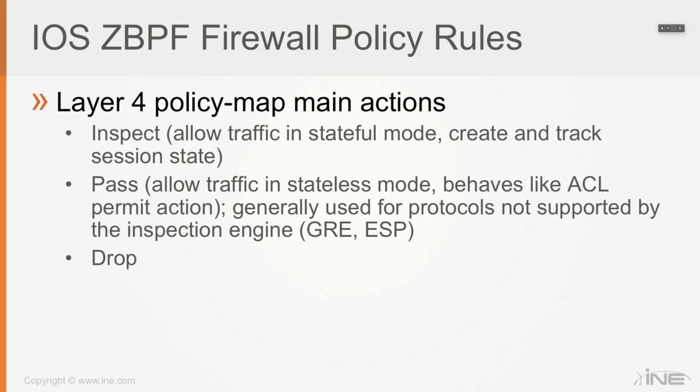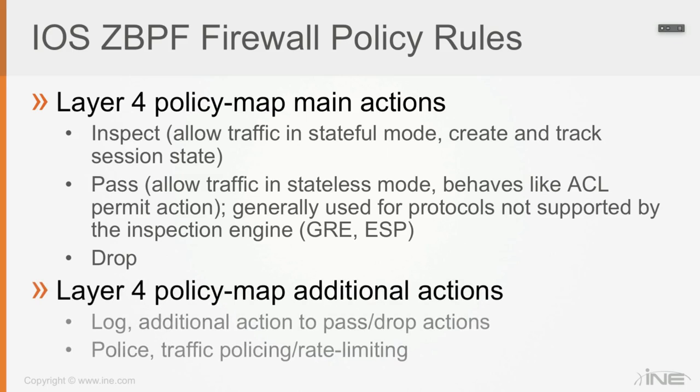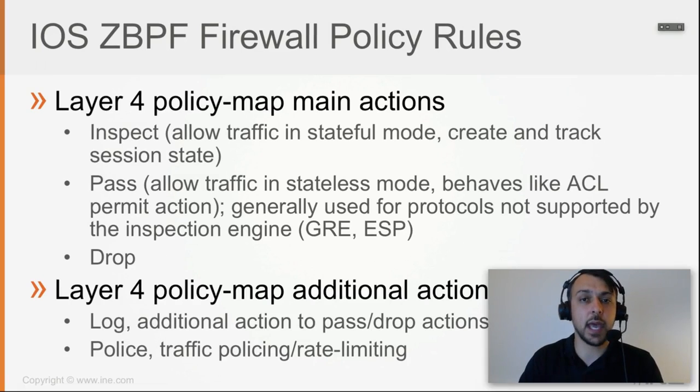Or of course we have the drop action, which is self-explanatory. If you match traffic in a class map, and then for that class map you set the drop action, traffic is going to be dropped. We have other additional actions in the layer 4 policy map. So as an addition, we can say log, which means I want the router to generate a log message, and that can only be added as an additional action to the pass or drop action, not to the inspect action.